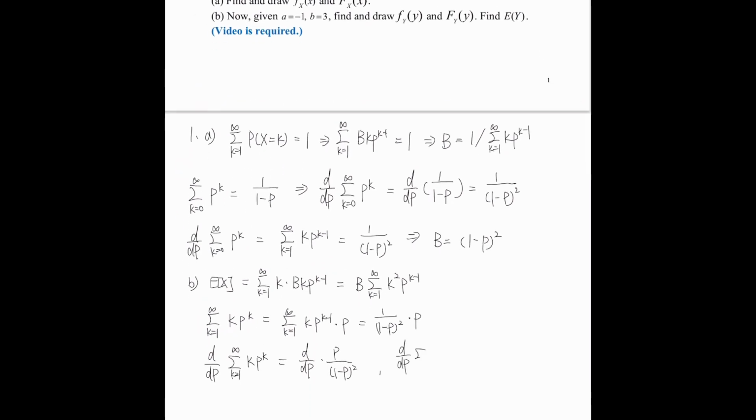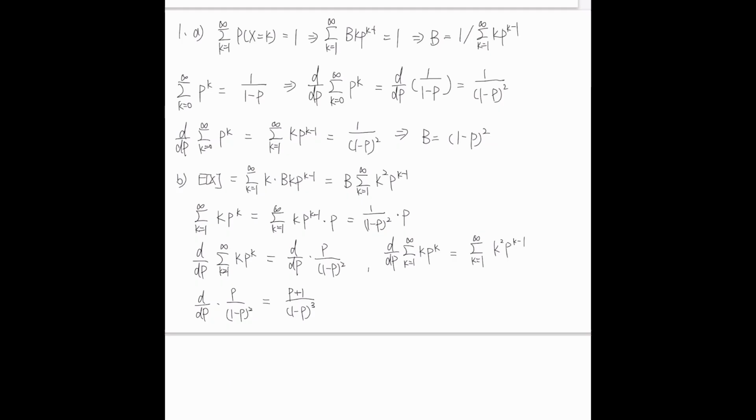The left side, d over dp of the sum of k times p to the kth power, equals the sum from k equals 1 to infinity of k squared times p to the k minus 1 power. And d over dp of p over 1 minus p squared equals p plus 1 over 1 minus p cubed. Then we get the sum from k equals 1 to infinity of k squared times p to the k minus 1 equals p plus 1 over 1 minus p cubed.